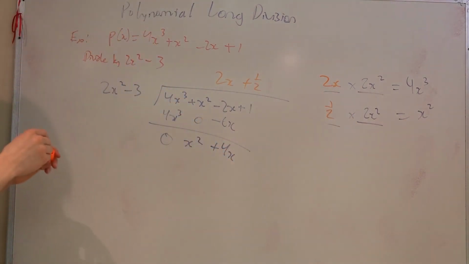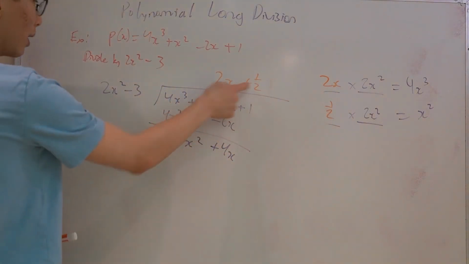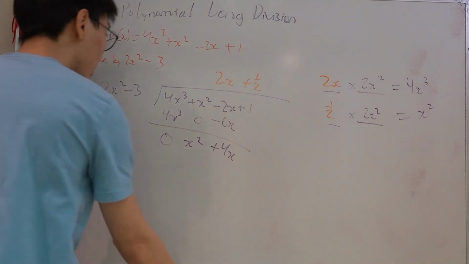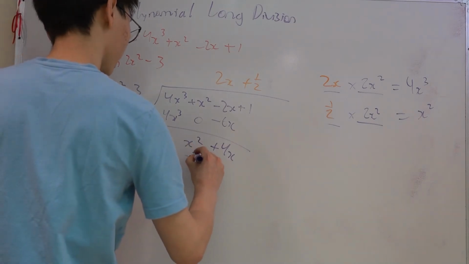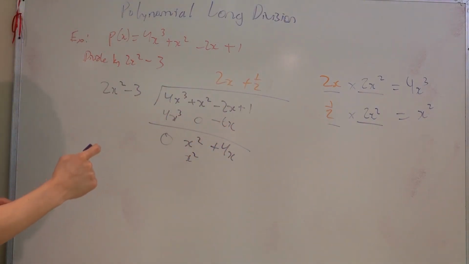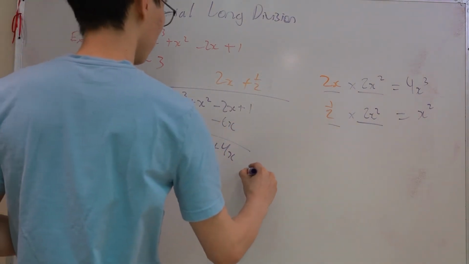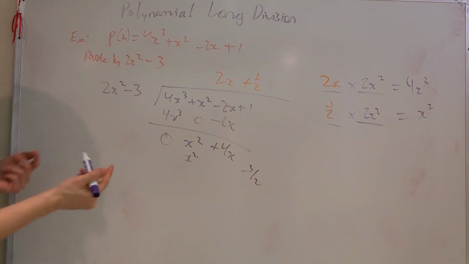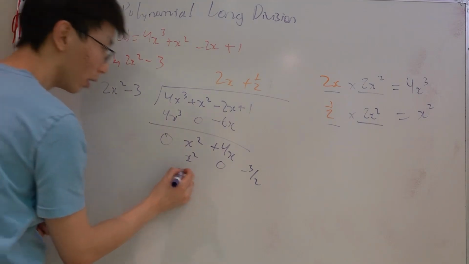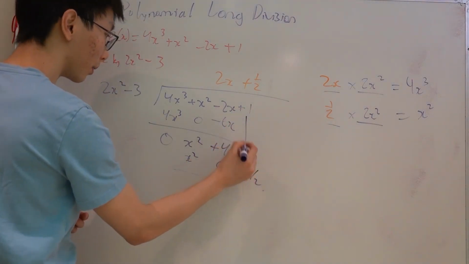Okay. All right. So then I multiply this whole thing by 1/2. What happens? 1/2 times 2x squared is just x squared. Good. 1/2 times minus 3 is minus 3/2. Again, notice there was no x term in here. That's okay. We can imagine there's like a 0 here. We just have to bring down the 1, right?